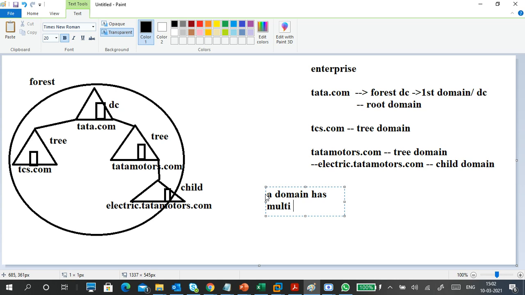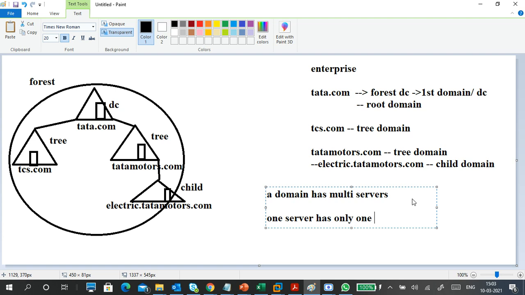Okay, a domain has multiple servers, but one server has only one domain. One server can only hold one domain; we cannot put multiple domains on a single server. But a domain can have multiple physical servers. So remember that point.